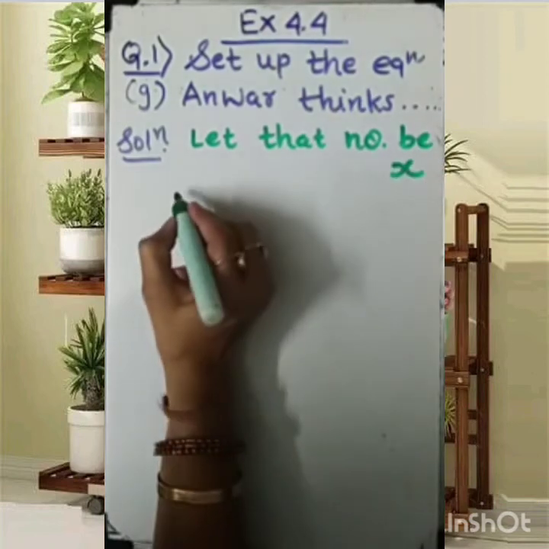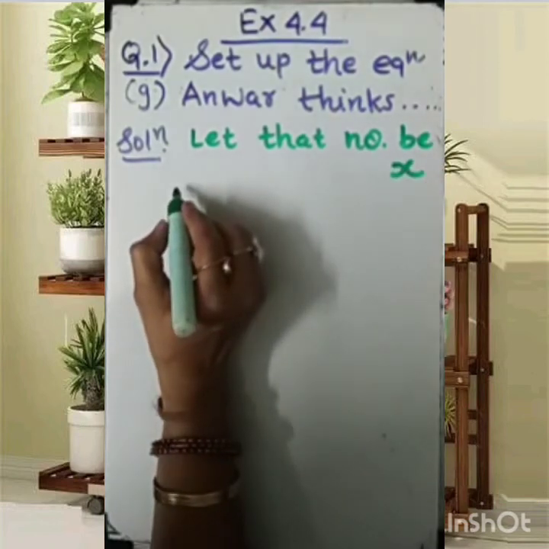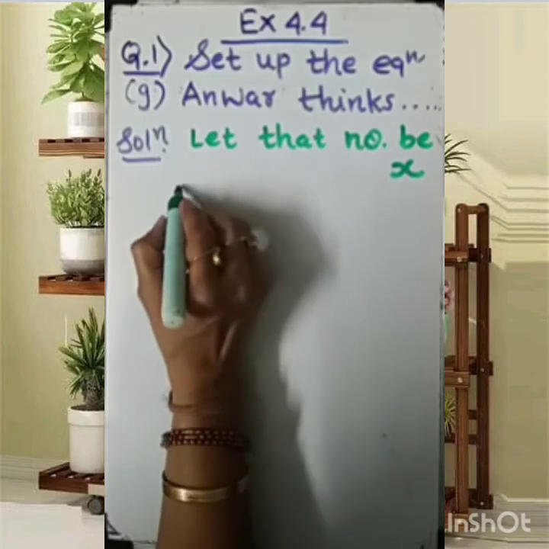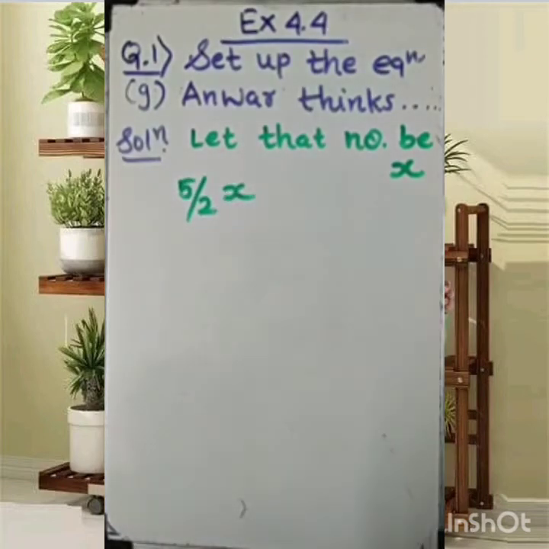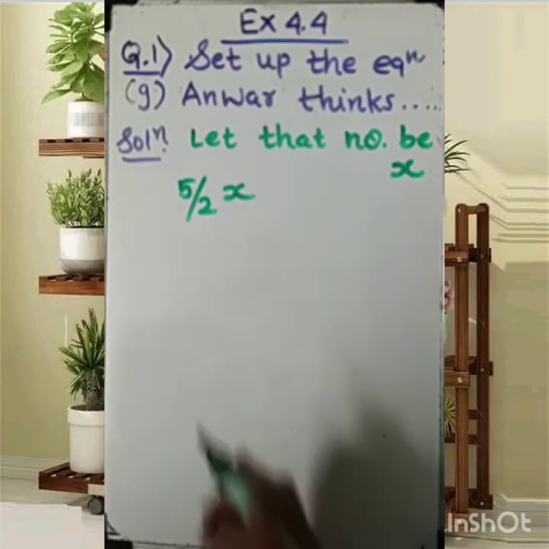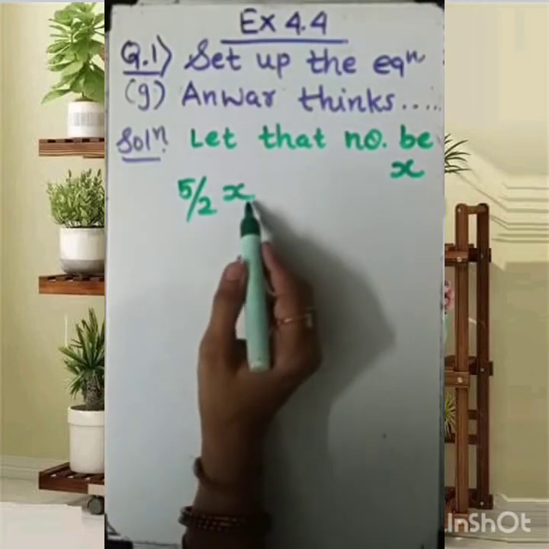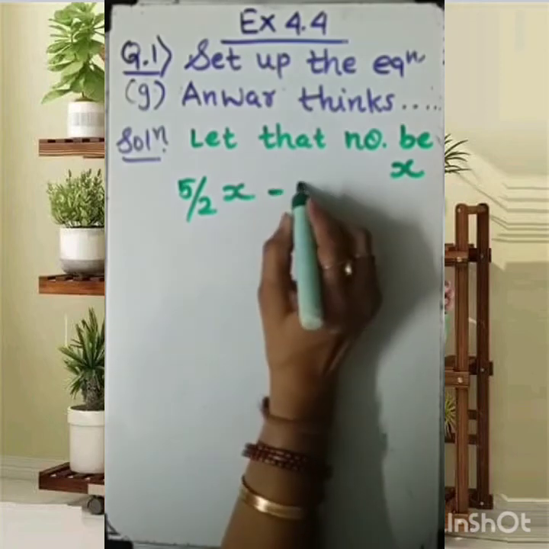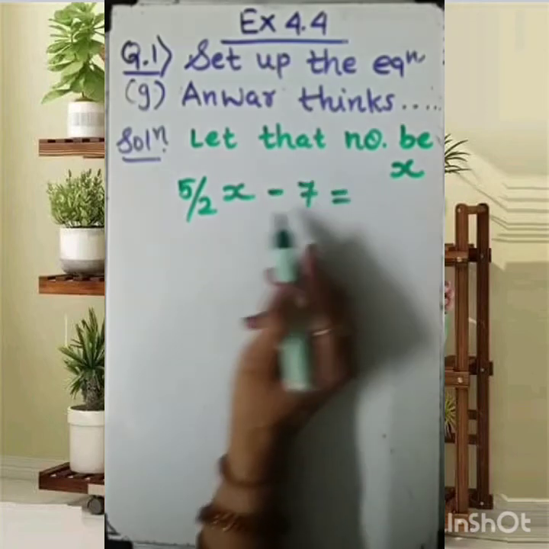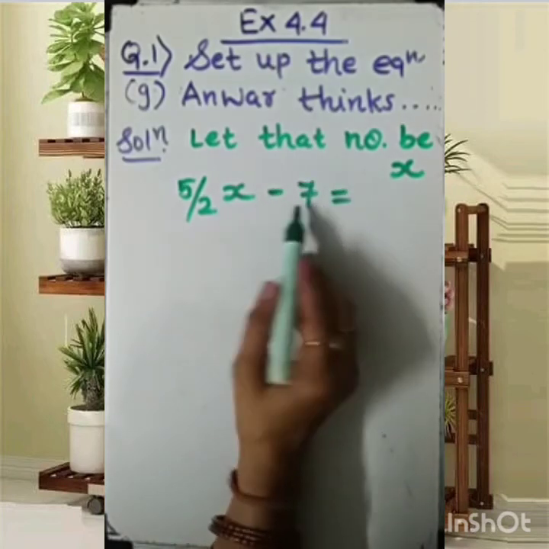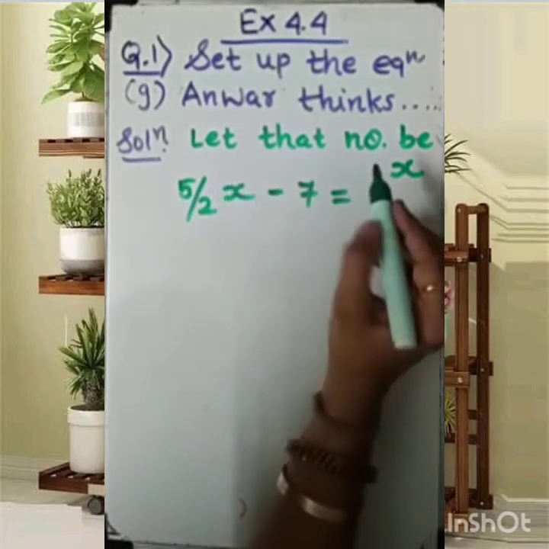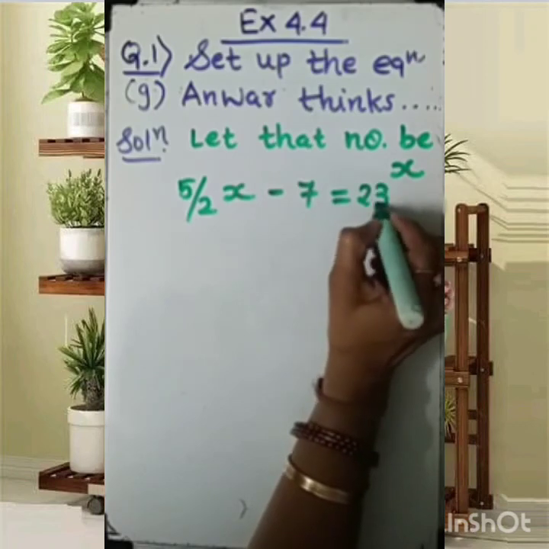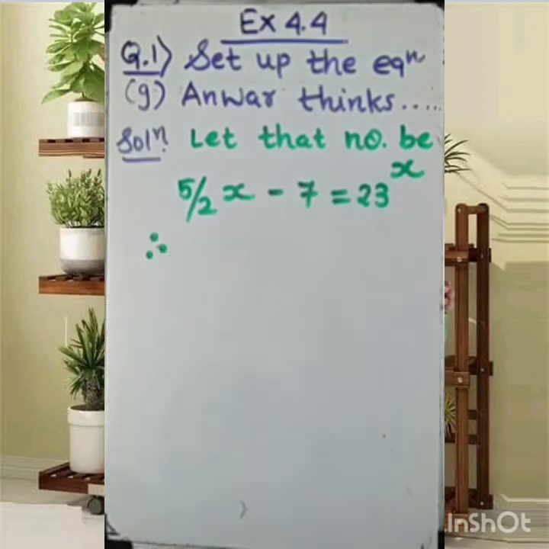Okay. And Anwar is thinking about a number and 5 by 2 of a number is 5 by 2x. Agree? 5 by 2 of the number means 5 by 2x and 7 is taken away. Taken away means subtract. We are subtracting, taken away 7 from 5 by 2 of a number. Then the result is 23. This is the question.